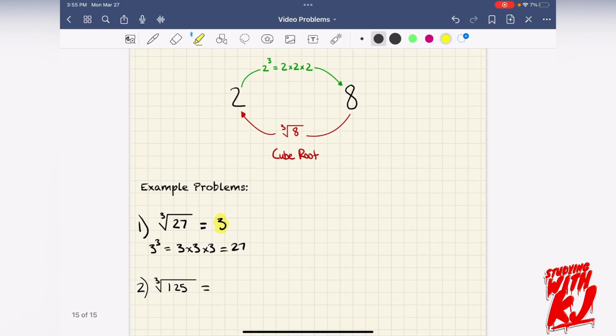Our example problem 2 is asking us to find the cube root of 125. So we have to think of a number that can be multiplied by itself 3 times to give us 125. And that number would be 5. 5 cubed, which is also equal to 5 times 5 times 5, is equal to 125. Because 5 times 5 is 25, and then 25 times 5 is 125. So that means that the cube root of 125 is 5.